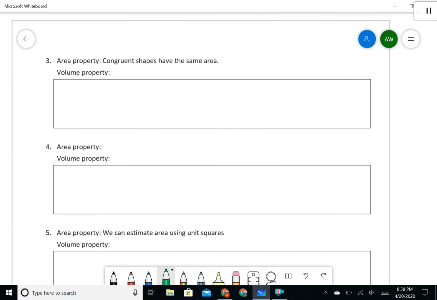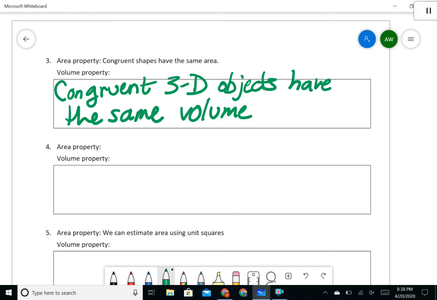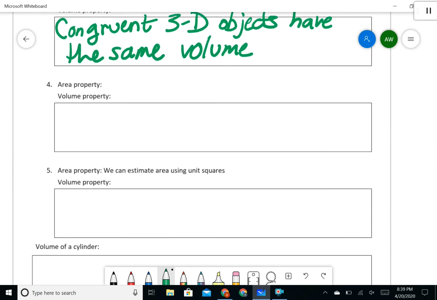So we were thinking about congruent shapes having the same area. For this one, we're going to say congruent 3D objects have the same volume. So what this means is that if I have two boxes that have the same measurements, that means the volume is the same. And that's pretty standard, right? That feels very intuitive to us. Now we're going to come back to number 4 in just a minute. Let's talk about number 5.